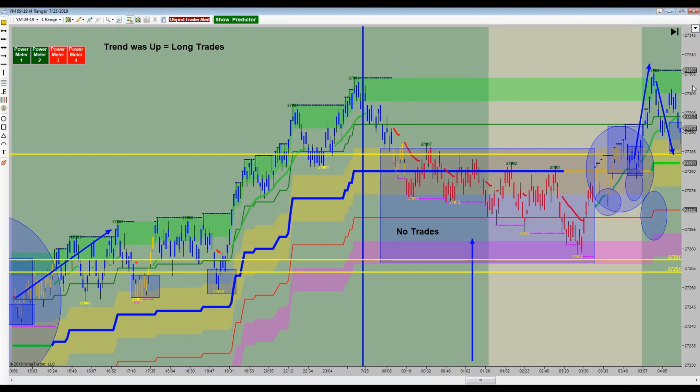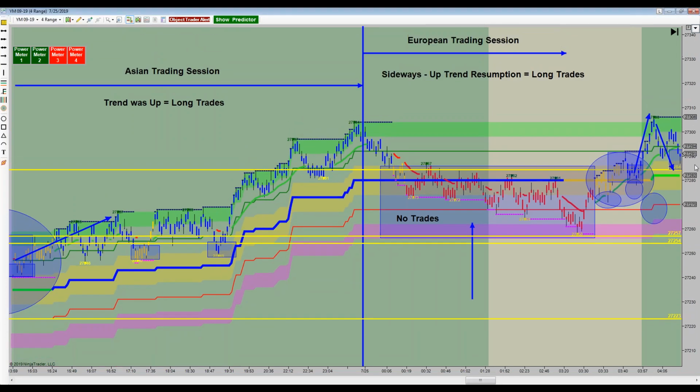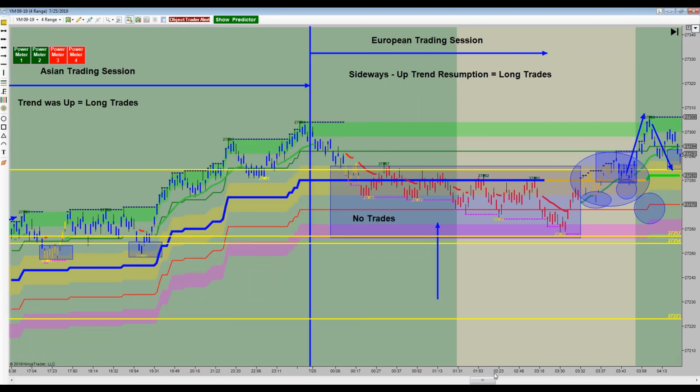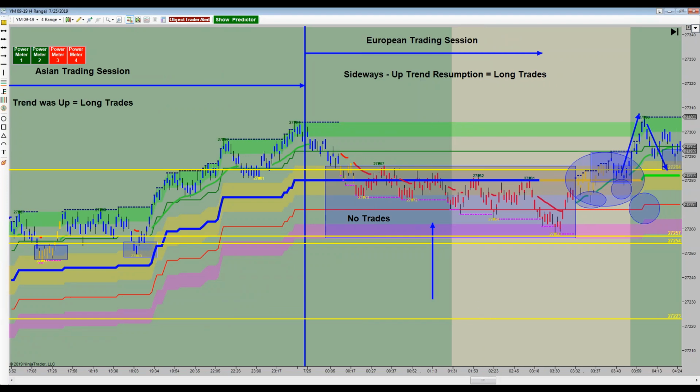All right, we already know the European trading session trend came out of sideways to up, trend resumption. We're looking for longs on retracements. Now I'm going to go ahead and blow this up and walk forward from 4:13. And when you think you see a long trade setup, type in the letter L. Ready? Here we go.